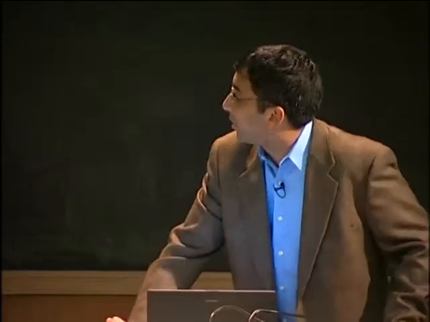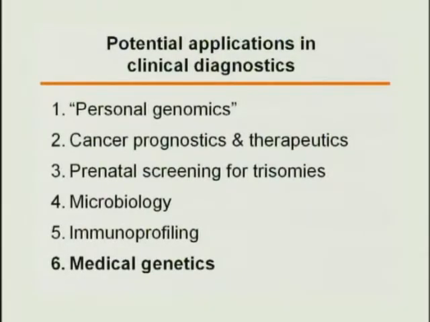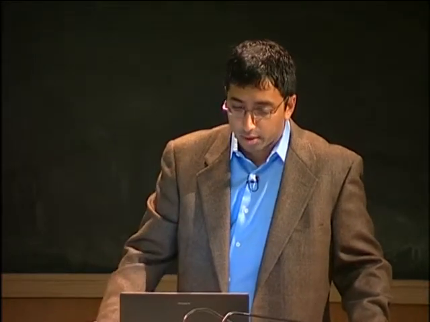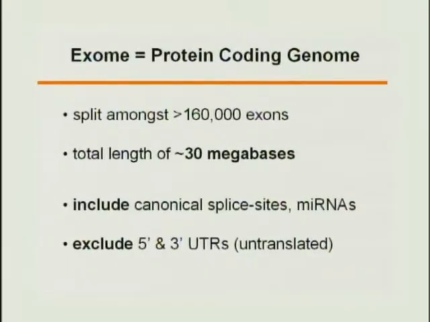So the last area I'm going to talk about here is medical genetics. And here I'm going to transition to actually telling you a little about some of the research that we're doing, specifically on exome sequencing. The term exome corresponds to the protein coding genome. So here we're just talking about the approximately 1% of the human genome that codes for proteins, unhelpfully split across over 100,000 exons. We include in our definition canonical splice sites and microRNAs, but exclude the untranslated regions of transcripts.